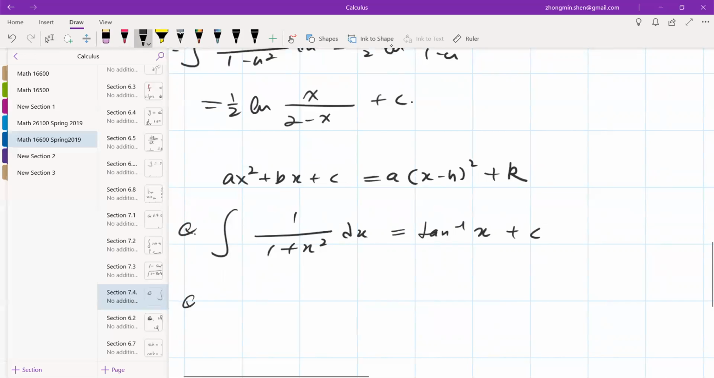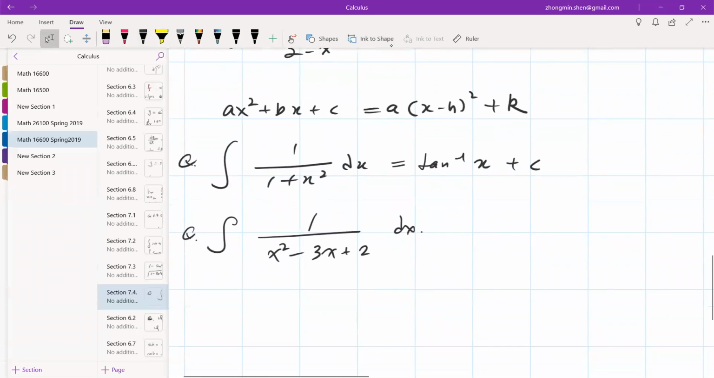So now, if I give you an arbitrary function, I just randomly write down, okay? I can say x squared minus 3x plus 2, okay? It's random. How can I evaluate this integral? I have to express this in the standard form. So that's going to be how to complete a square.